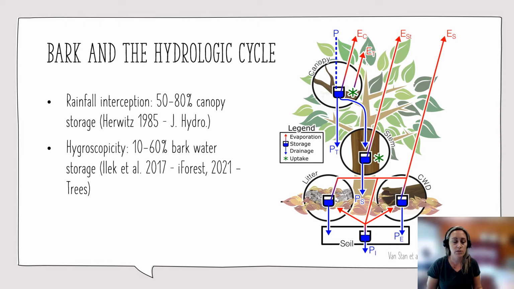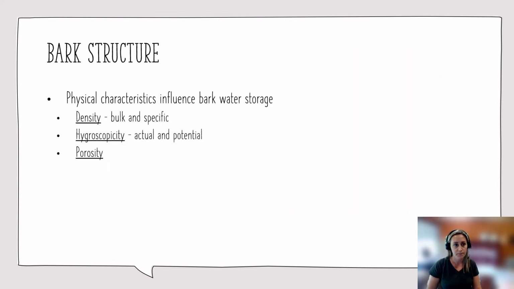For over 30 years, the role of bark in the forest hydrologic cycle has been documented. For instance, Hurwitz in 1985 showed that bark surfaces represent 50 to 80% of canopy water storage of rainfall interception. More recently, Elek and colleagues have demonstrated the ability of bark to absorb moisture from the atmosphere during non-rainfall conditions, i.e. the property of hygroscopicity, and that the range of hygroscopicity across species represents anywhere from 10 to 60% of total bark water storage. This means that bark water storage may be partially full before rainfall events even occur.